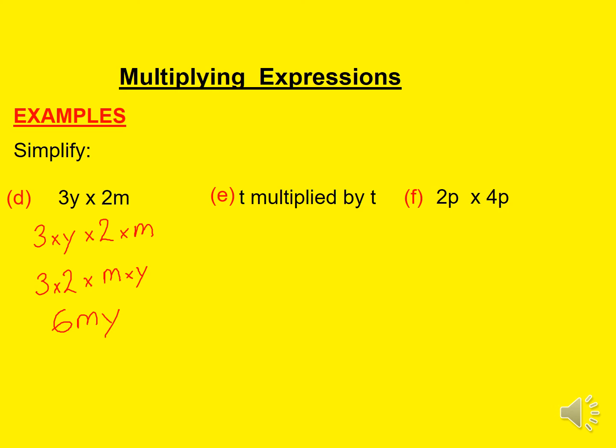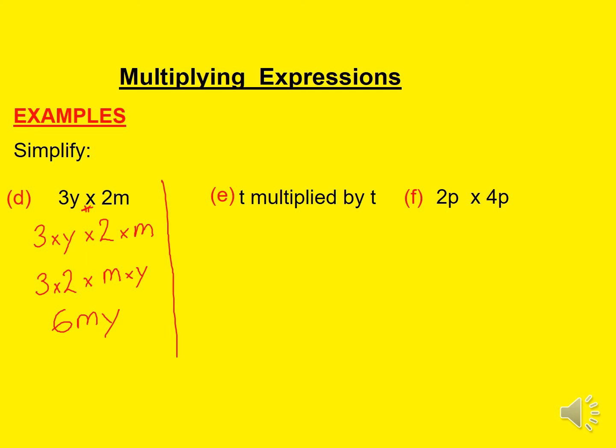And what that means is 6 times m times y, and they're all together. And we can see that that is definitely a little bit simpler than what we started with. And that is what we're trying to do, we're trying to simplify. And we can't do anything else with this because with 6, m and y, we don't know what m and y are, so we can't times them anymore. So we just leave it as 6my, that would be our final answer for that one.